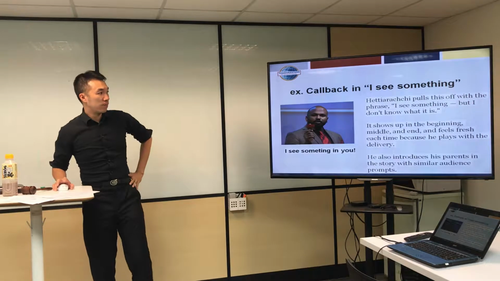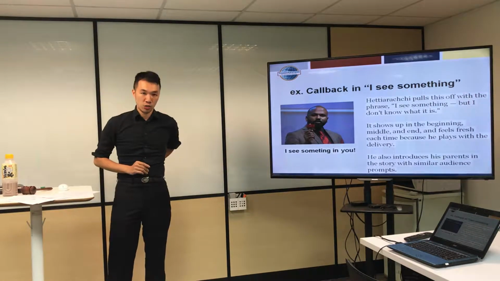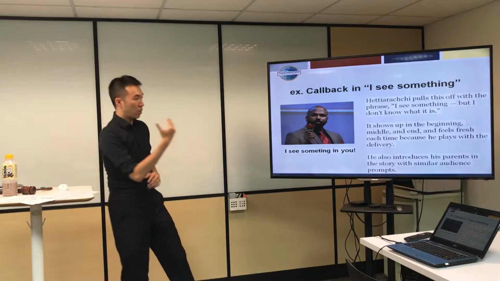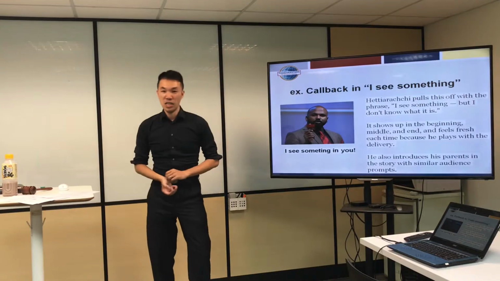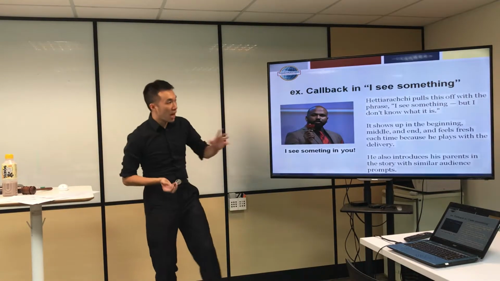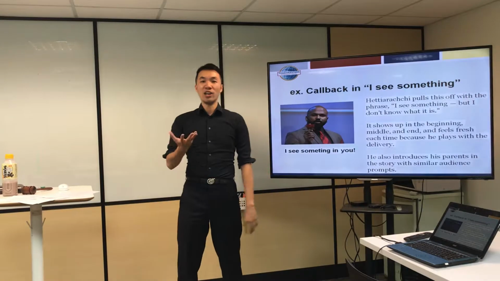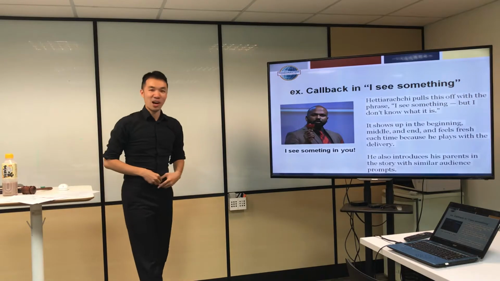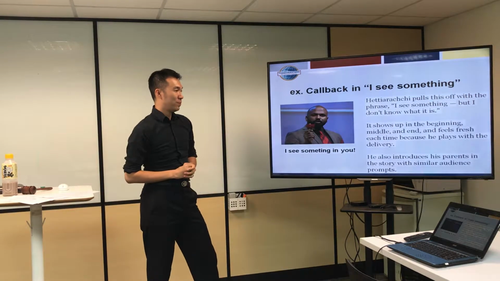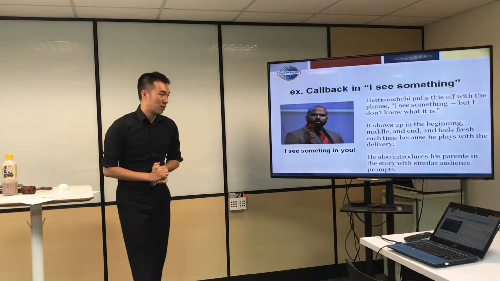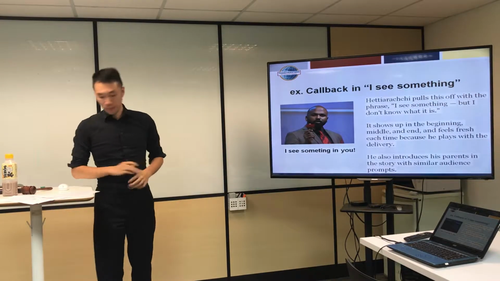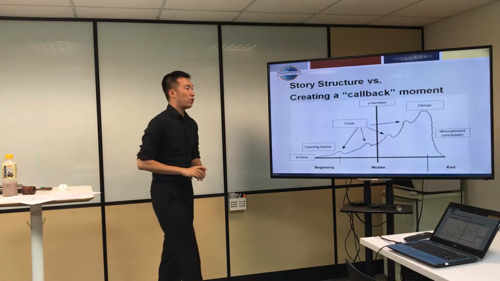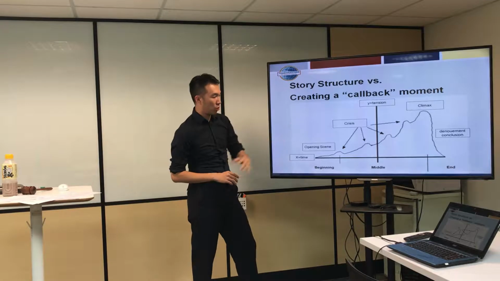So in Dhanajaya's speech, I see something, I strongly recommend you to check it out. It used different stories, but at the end, it all ties to "I see something in you, but I don't know what it is." And every time when he says that, the audience laugh. Yeah, and that builds out different emotion, and that's how he won the championship. It's like one of the best speeches you can see. So how can we create a callback moment with the same story structure?